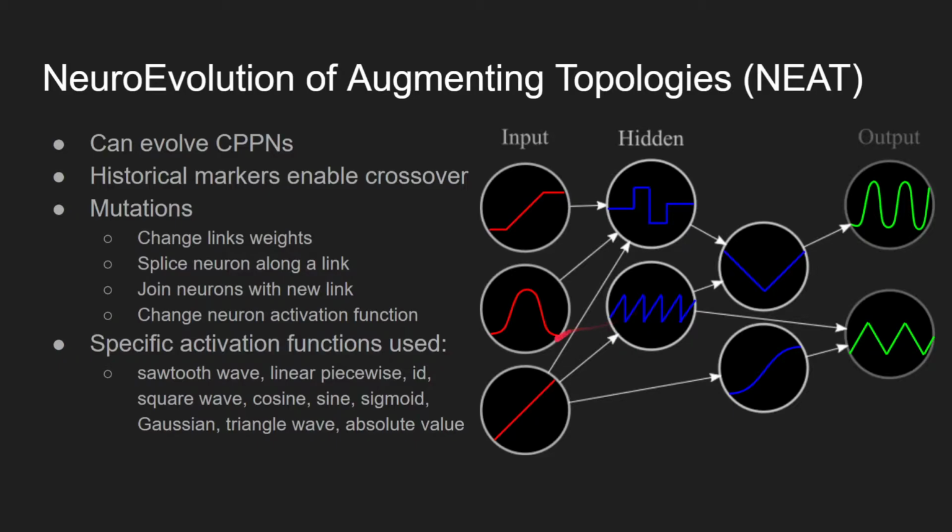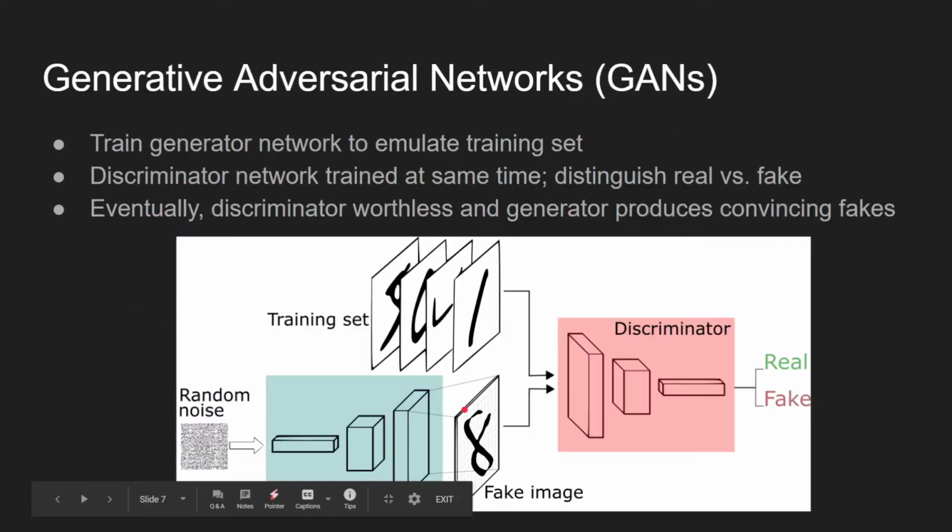The specific activation functions used in this work are listed here. That's quite a long list. You don't necessarily need to use all of those, but it is important to once again have representatives of symmetric, asymmetric, and repeating functions.